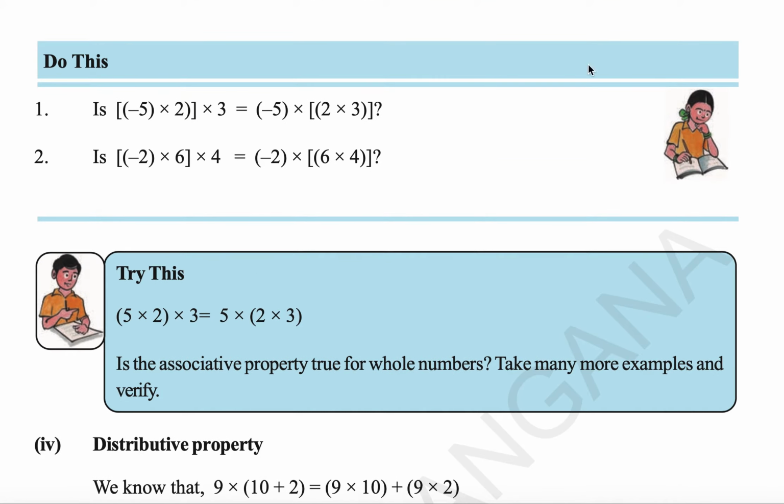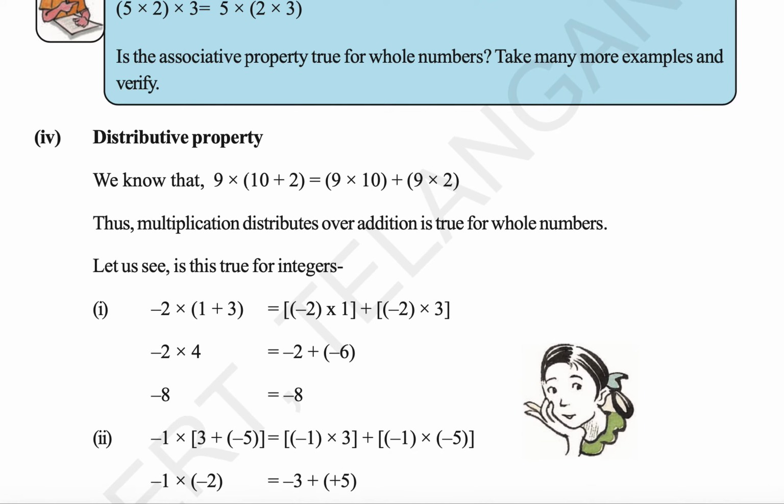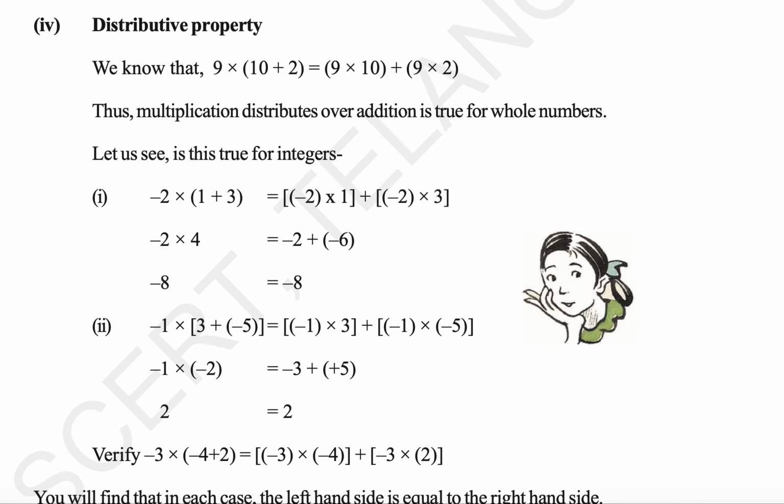You can try this, you will get the same answer. 5 into 2 into 3 equals 5 into 2 into 3. Is the associative property true for whole numbers? Take many more examples and verify this. Yes, it will be satisfied.